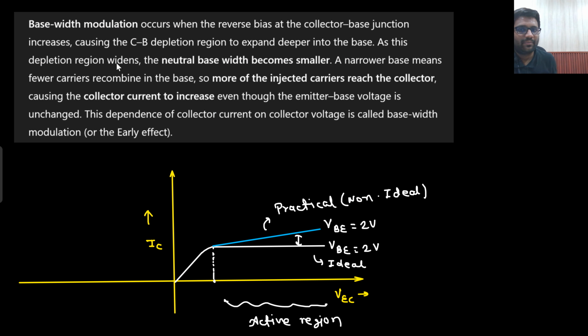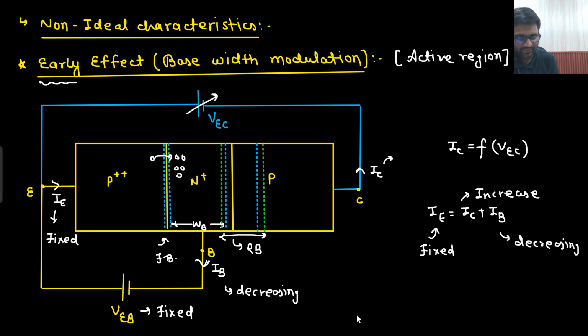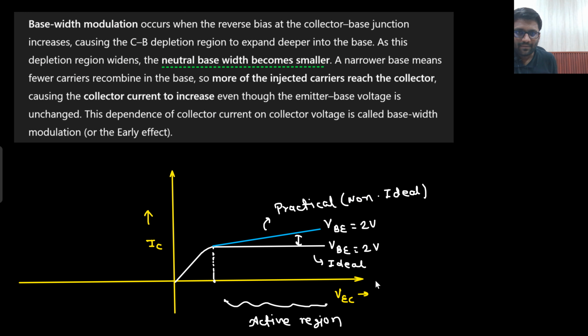Okay, so theory has been written. Base width modulation occurs when the reverse bias across the collector base junction increases, causing the collector base depletion region to extend deeper into the base. As this depletion region widens, the neutral base width will become smaller. A narrower base means fewer carriers recombine in the base, so more of the injected carriers will reach the collector, causing the collector current to increase even though the emitter base voltage is unchanged. Even though this voltage VEB is fixed or unchanged, you can say.